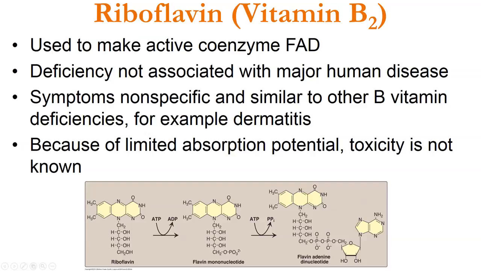Riboflavin. So we just talked about niacin. That was NAD. Riboflavin is used to make FAD. We don't really have a well-characterized deficiency. So the deficiency causes these non-specific symptoms, dermatitis. You see dermatitis with so many vitamin deficiencies, it doesn't really tell you much. And we also don't have a known toxicity with this vitamin, just like all the water-soluble vitamins except B6.